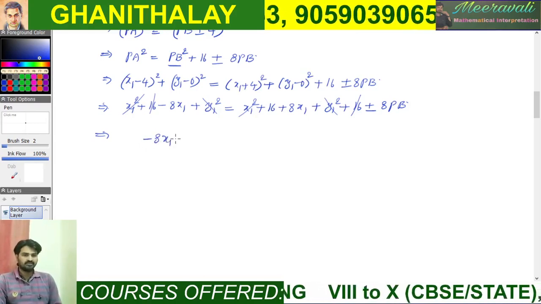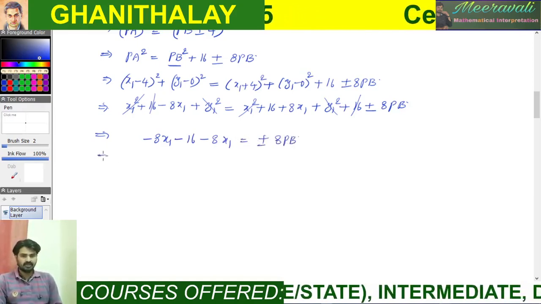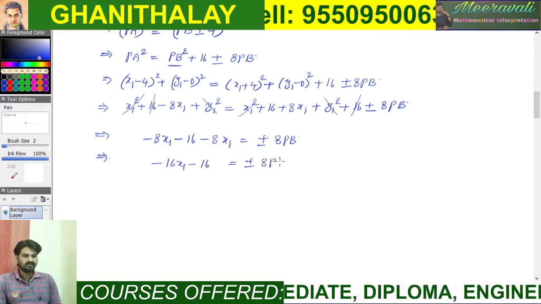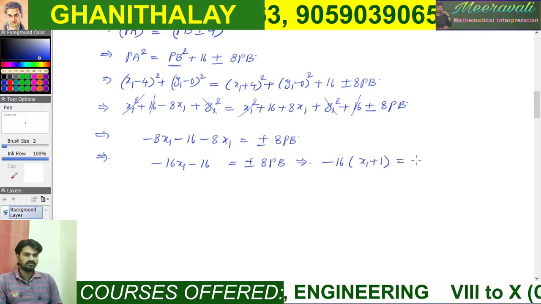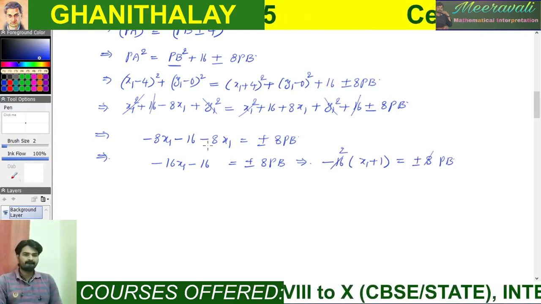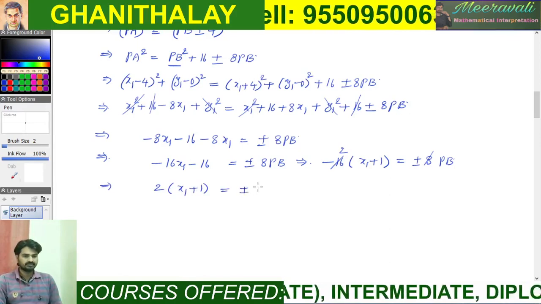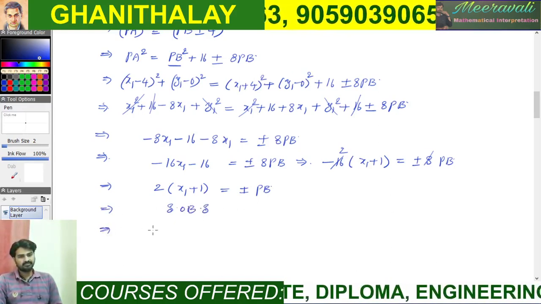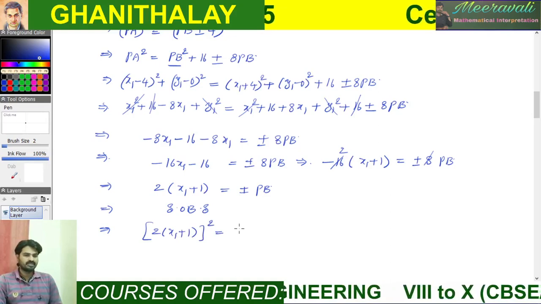Now finally take all terms to the right side. Now minus 8x1 minus 16 minus 8x1 is equal to plus or minus 8PB. Now here we get minus 16x1 minus 16 is equal to plus or minus 8PB. Now I am going to take the minus 16 common here. Now (x1 plus 1) is equal to plus or minus 8PB. Now 8 ones, 8 twos are... Okay. Now finally, by multiplying 2 minus values there is no change. Now doing squaring on both sides, you can get here 2 into (x1 plus 1) whole square is equal to plus or minus PB whole square.